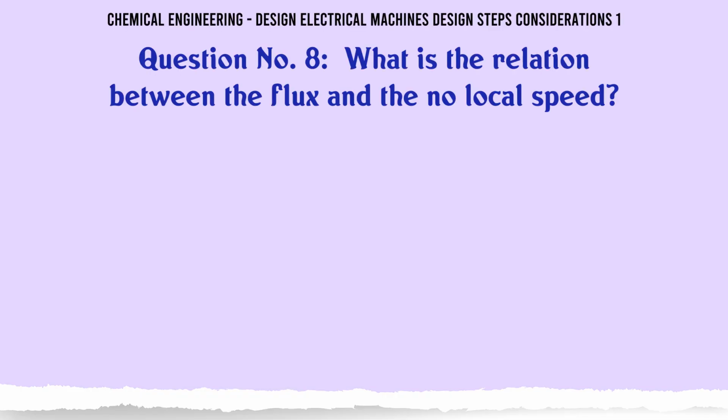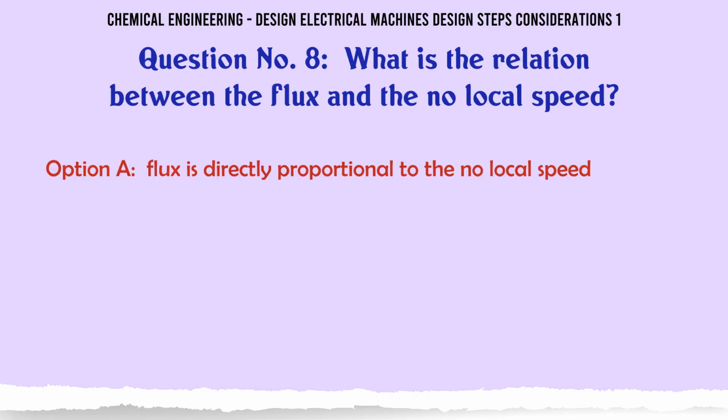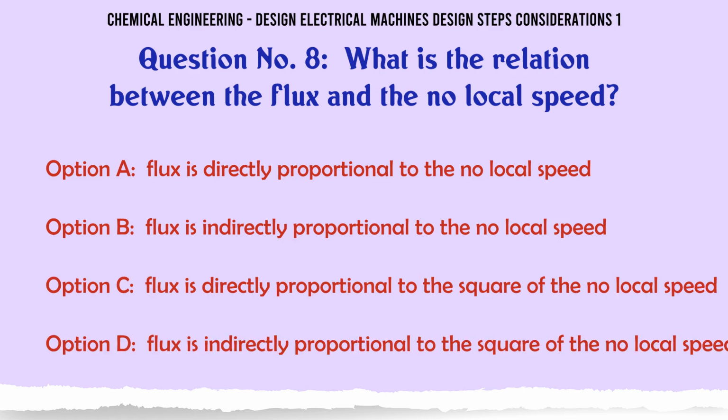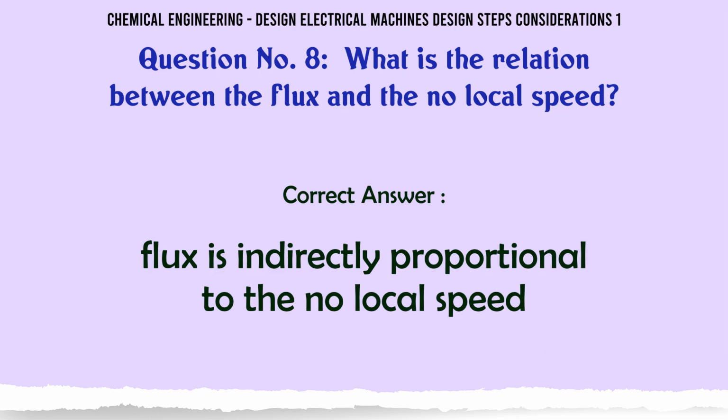What is the relation between the flux and the no load speed? A. Flux is directly proportional to the no load speed. B. Flux is indirectly proportional to the no load speed. C. Flux is directly proportional to the square of the no load speed. D. Flux is indirectly proportional to the square of the no load speed. The correct answer is flux is indirectly proportional to the no load speed.